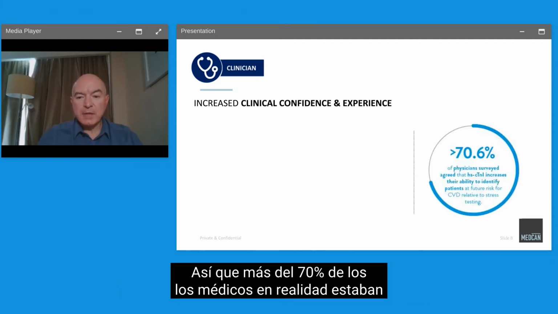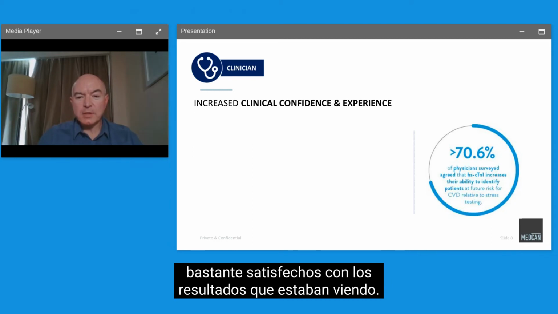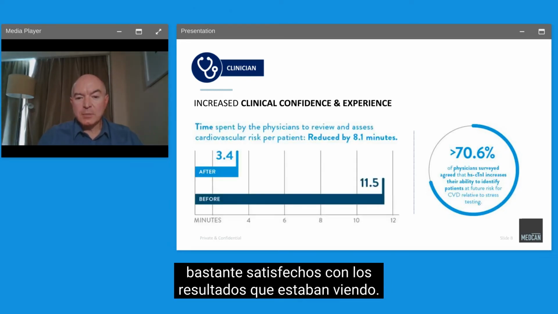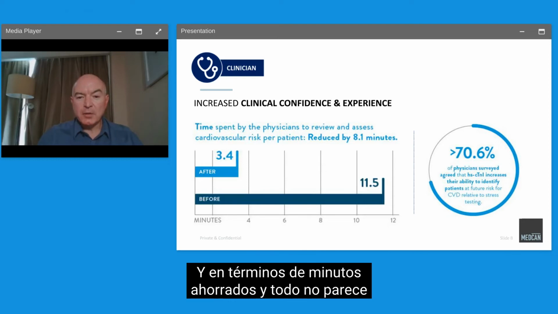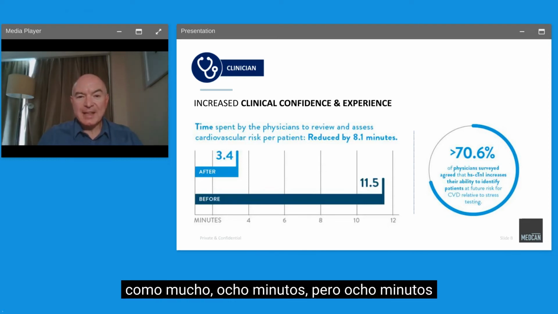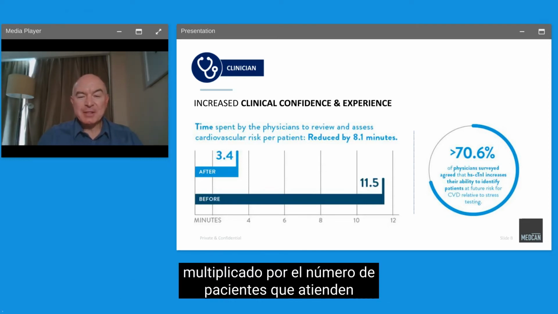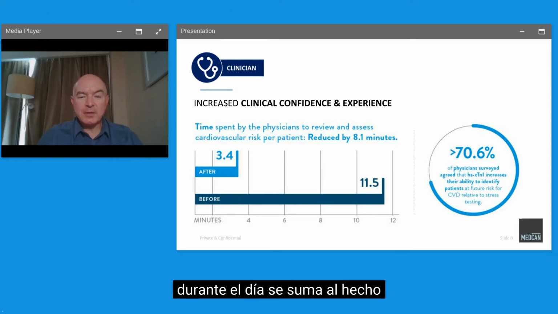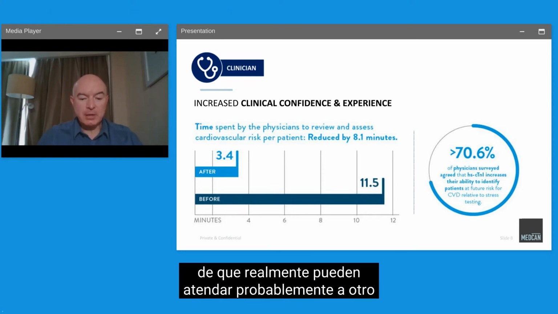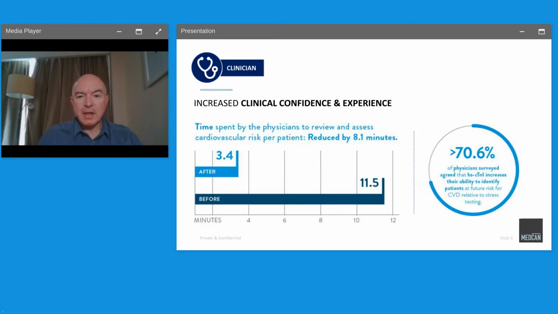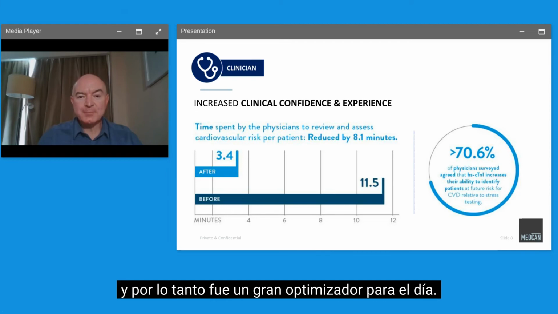So over 70% of the physicians were actually quite pleased with the results that they were seeing. And in terms of minutes saved, although it doesn't sound like much at 8 minutes, 8 minutes times the number of patients they're seeing during the day adds up to the fact that they can probably see another patient in the same amount of time. And so that was just a great optimizer of the day.